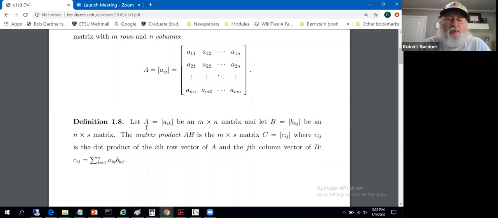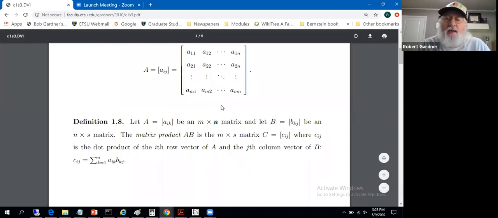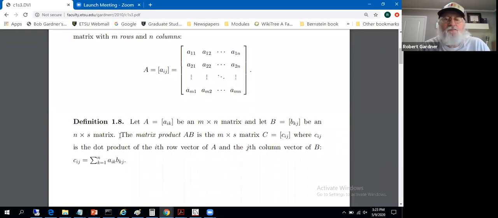More precisely, if we take matrix A with entries, lowercase a sub ik, let this be an m by n matrix, and let matrix B with entries b sub kj be an n by s matrix, then, well, just a second here. The second dimension of matrix A, the number of columns of matrix A, has to be the same as the first dimension of matrix B, the number of rows in matrix B. So these two dimensions have to be the same in the following definition, and you'll see why when we state the definition.